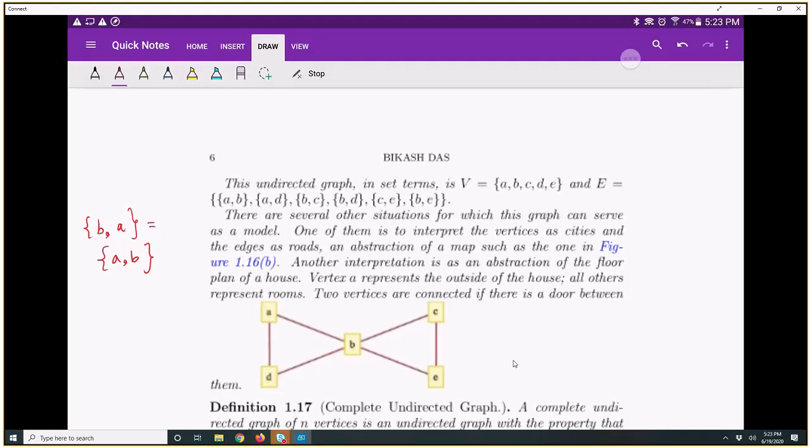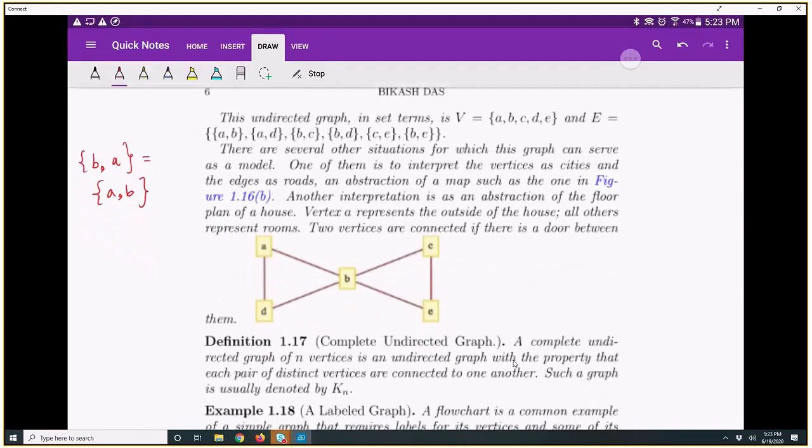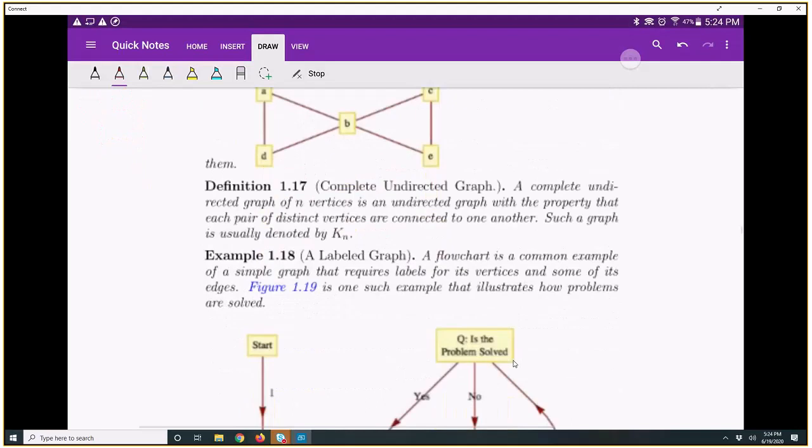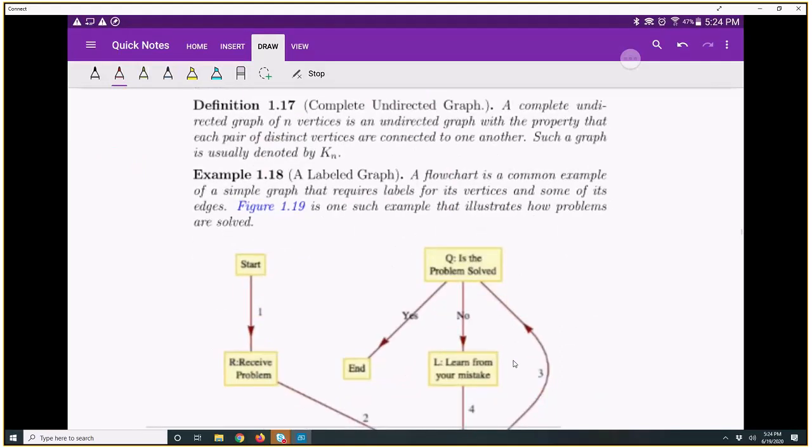One of them would be, again, to think of a road map and interpret the vertices as cities and the edges as roads. Another abstraction might be that this is the floor plan of a house. So vertex A is your front door, and all of the other vertices represent rooms, and then there's a connection between the rooms if there's a door. So A would be like the outside of the house, and if there's a door to a given room, then it's connected by an edge. And probably you could come up with many other interpretations for such a graph, or many other situations where such a graph would fit.